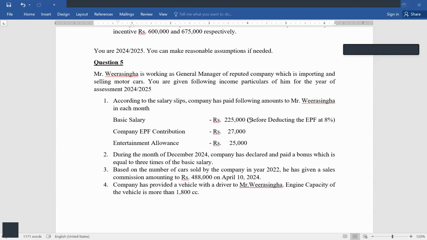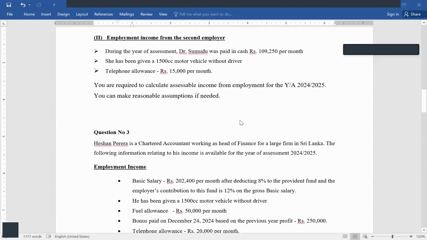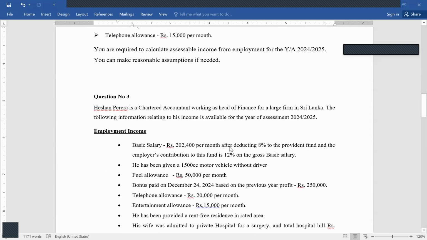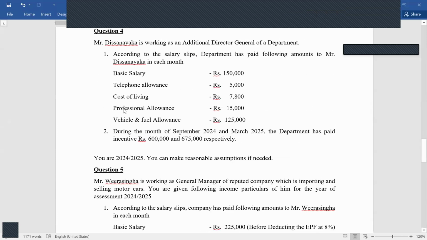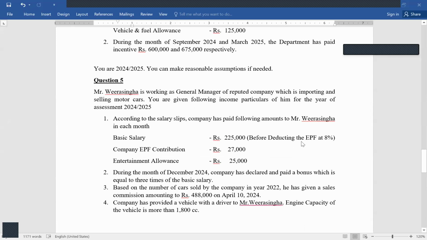225,000. Here, before deducting the EPF, here I have given before deducting. In the previous one, I have given after deducting. මෙන්න මේ වචන ගැන විභාගයේදී සැලකිලිමත් වෙන්න. Before deducting or after deducting. We have to consider gross amount, not the net amount. After deducting means we have deducted 8% and here we have net amount. In the last question, I have given you the before deducting EPF.